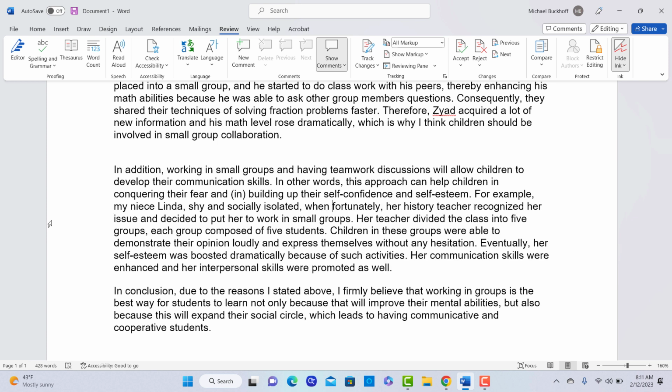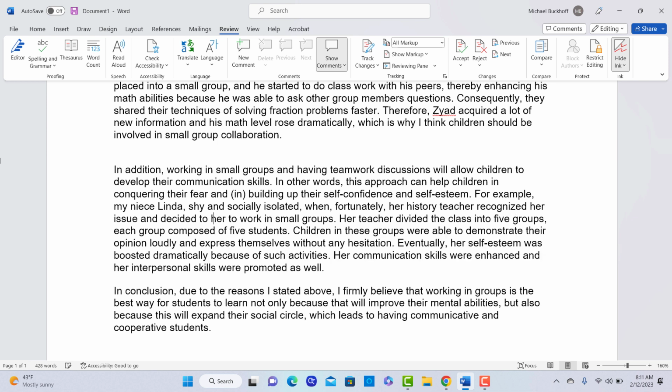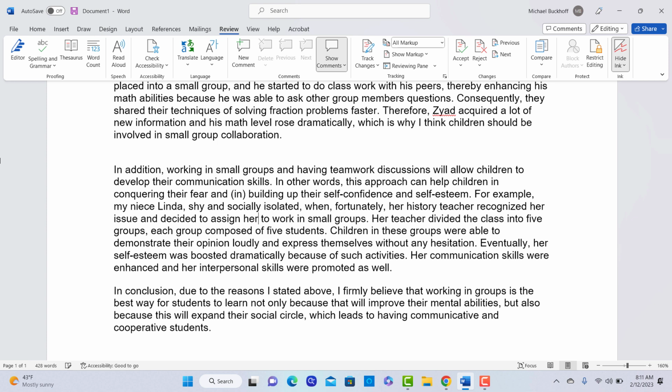When, fortunately, her history teacher recognized her issue and decided to assign her to work in small groups. I would say to work in a small group. Let's see if we have it now. This is difficult. For example, my niece Linda, shy and socially isolated, when fortunately her history teacher recognized her issue and decided to assign her to work in a small group.